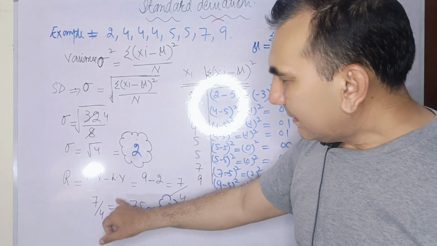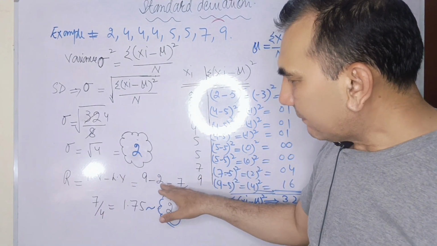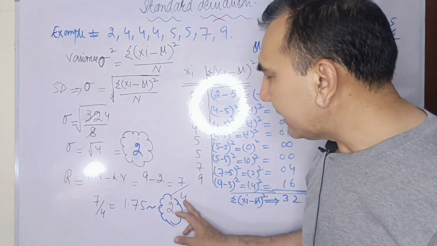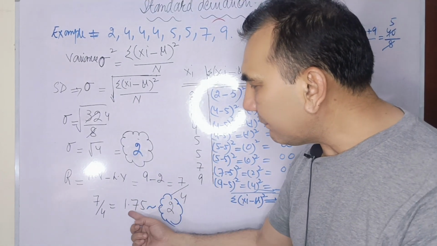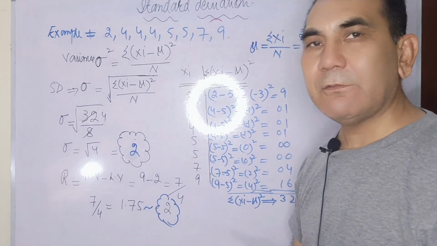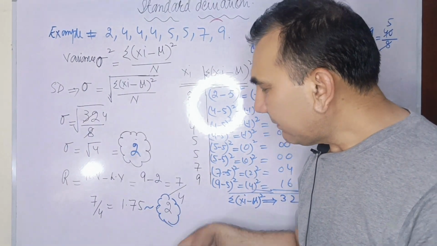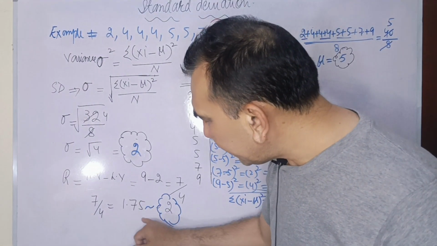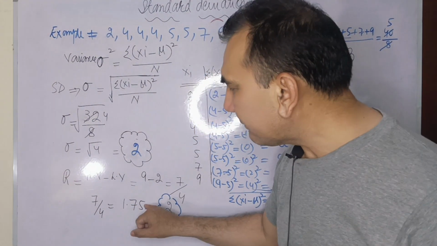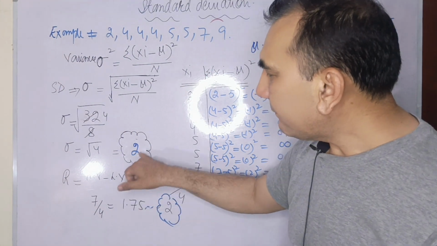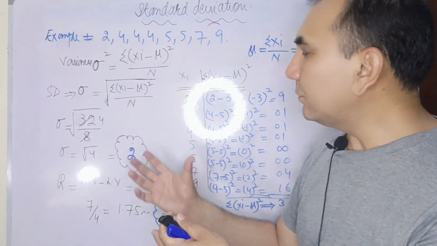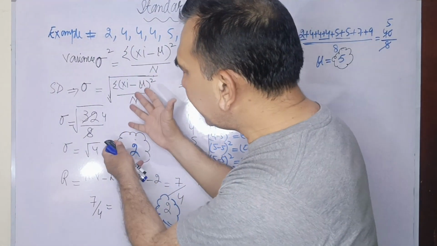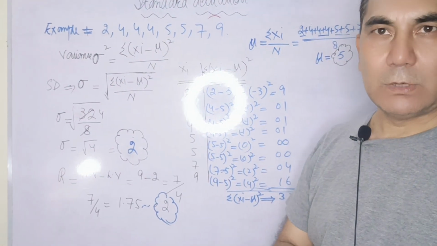So by calculating the range, which is 7, and dividing 7 by 4, it comes up with a standard deviation of 1.75. When you round up 1.75, it comes to 2. Or if you take this rough estimate 1.75, it is very near to the actual standard deviation which we measured through the formula.